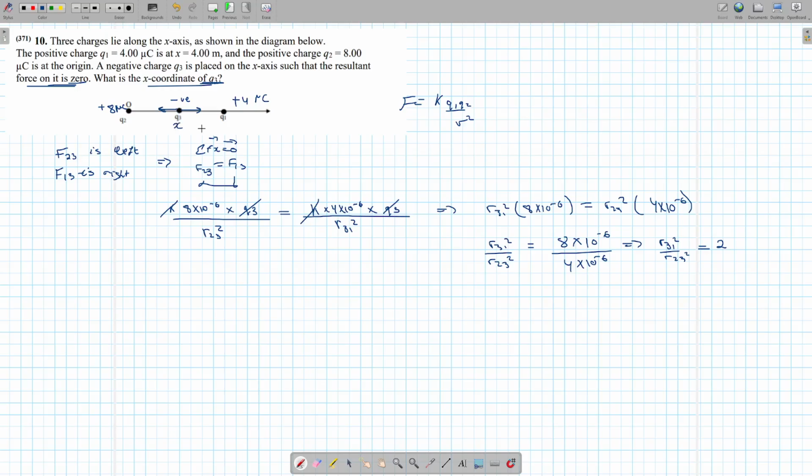So we're just going to call this over here x. We know that the full distance is 4 meters. They said that in total Q1 is at 4 meters.